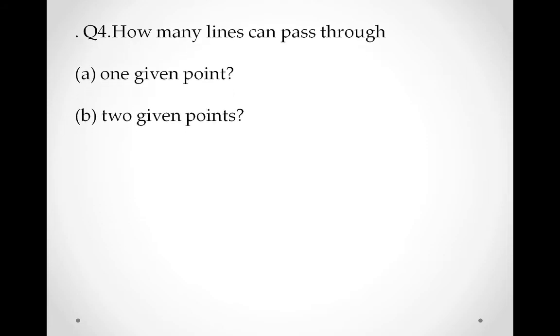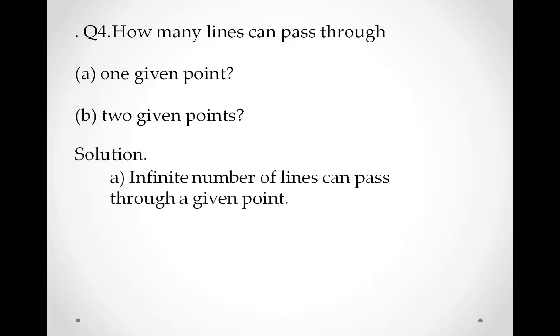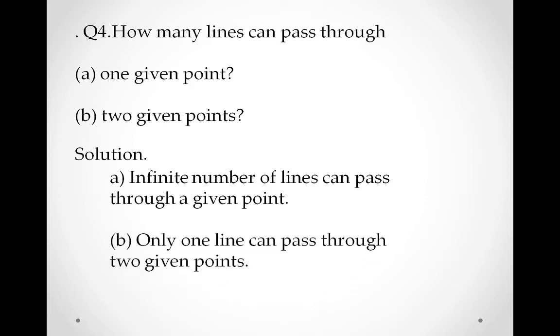How many lines can pass through one given point and through two given points? An infinite number of lines can pass through a given point. Dear students, if you take one point and I ask you to draw how many lines you can pass through this point, you can draw many lines. So infinite lines can pass through a given point. And how many lines can pass through two given points? Only one, because two points always determine one line. So only one line can pass through two given points.